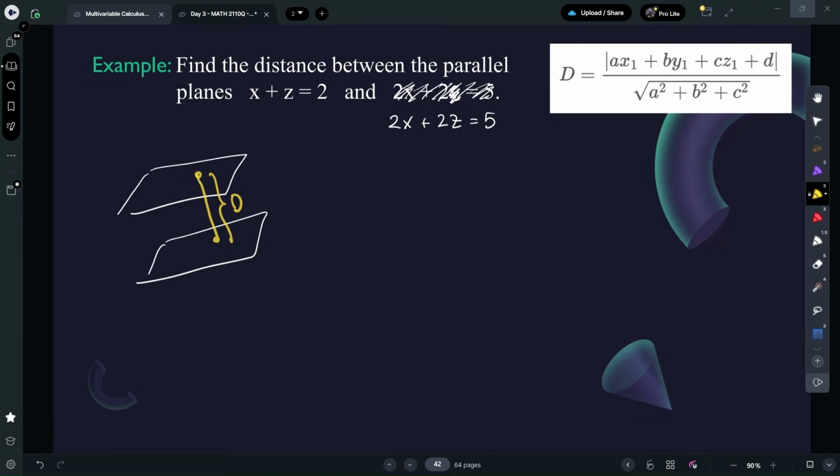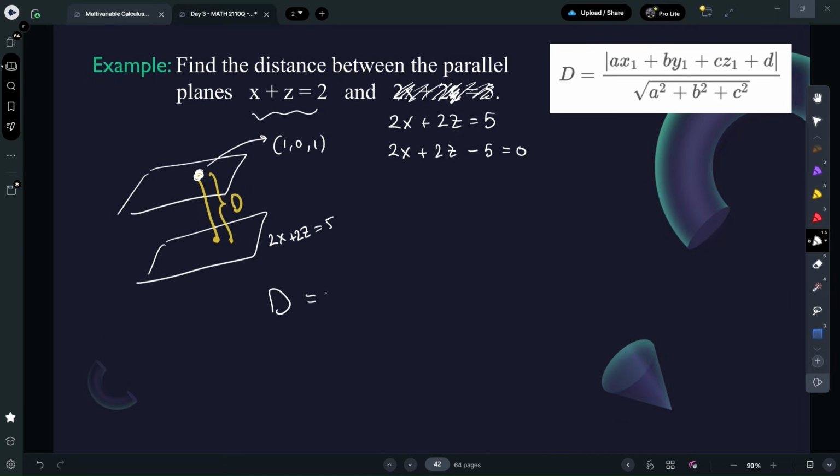Since I know how to find the distance from a plane to a point, all I need is a point on one plane, and I have the other plane down here, 2x plus 2z equals 5, and then I use my distance formula. So that's exactly what I'm going to do. What is a point on the first plane? That point can be, for example, (1, 0, 1). That is a point over there. And here's my formula for the plane. The plane is 2x plus 2z minus 5 equals 0.